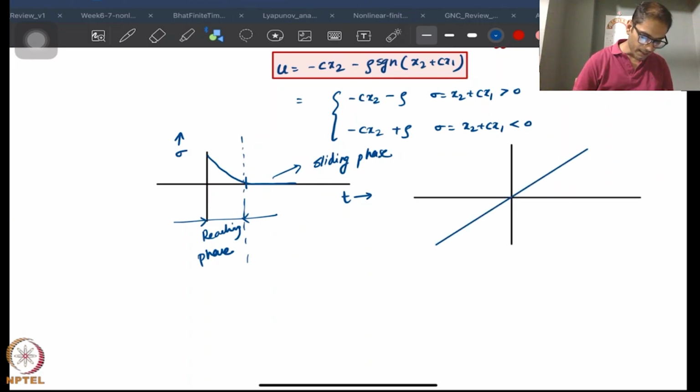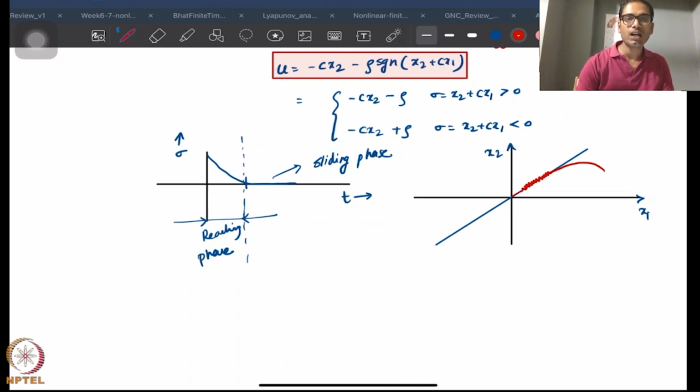So that's the sliding surface, and of course this is x1, this is x2, there is a reaching phase, which is finite time, and then there is a sliding phase. But there are small zigzag things here, right?